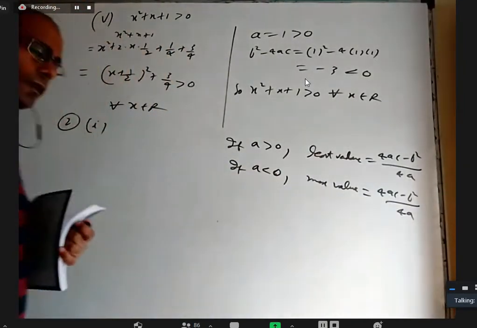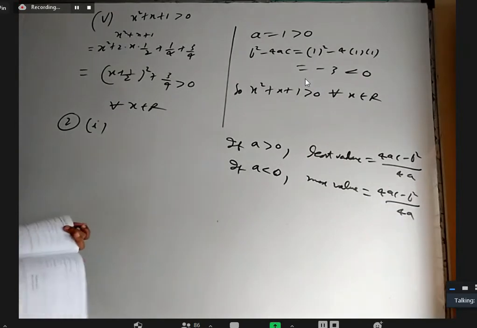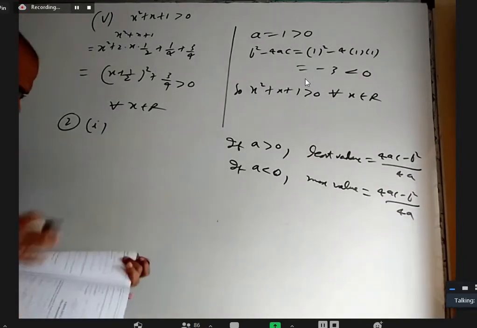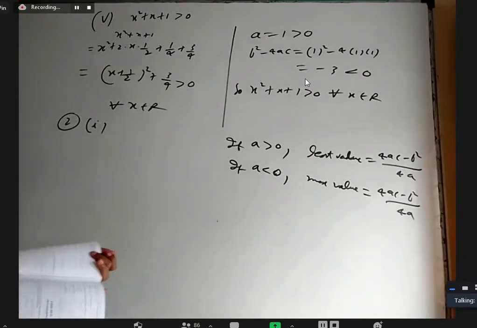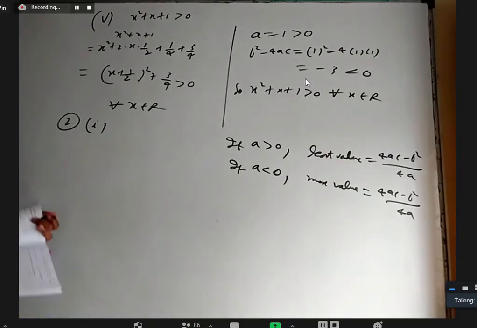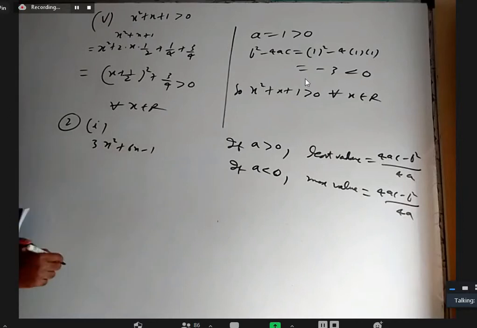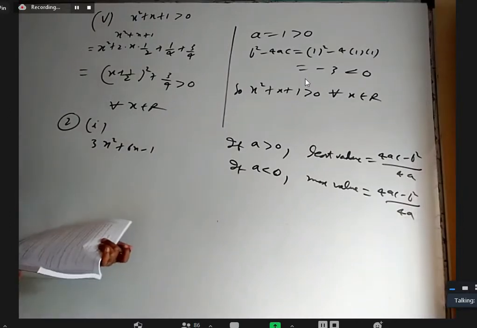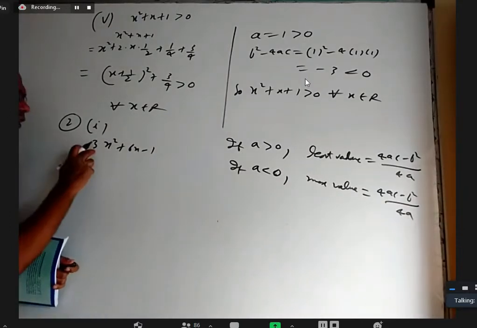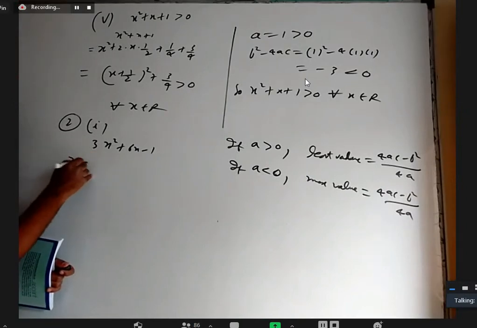So we can do these questions by using that formula, or we can again make a perfect square and do it also. That is the second one. First one, 3x square plus 6x minus 1. They want, whatever different values you take for x, what the least or greatest value is. a is positive, 3 is greater than 0, so you'll have a least value.